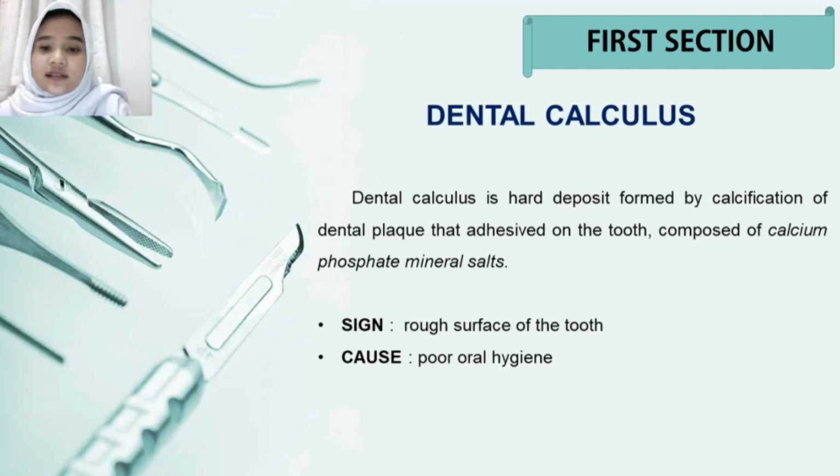Dental calculus is hard deposit formed by calcification of dental plaque that adhesive on the tooth, composed of calcium phosphate mineral salt. The sign of dental calculus is rough surface of the tooth, and the cause of dental calculus is poor oral hygiene.